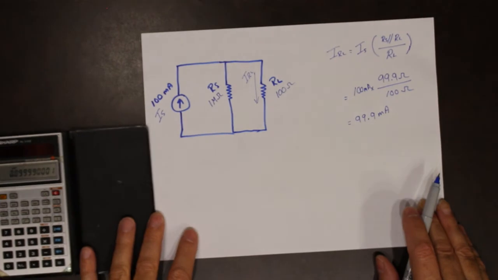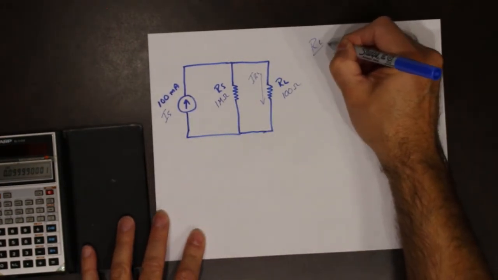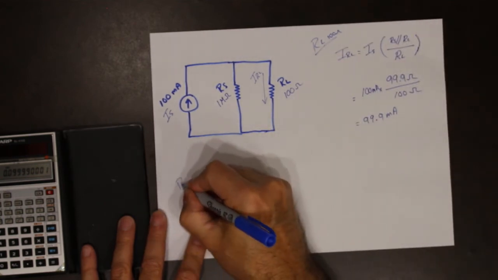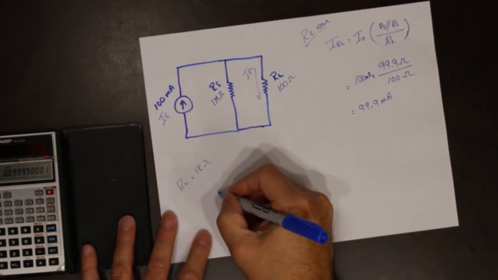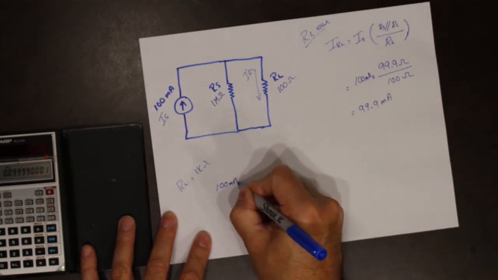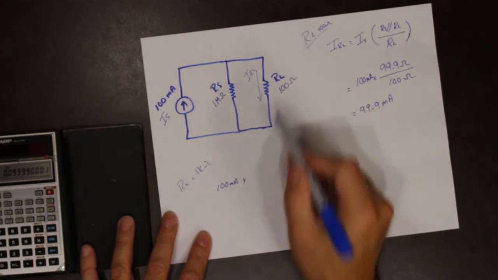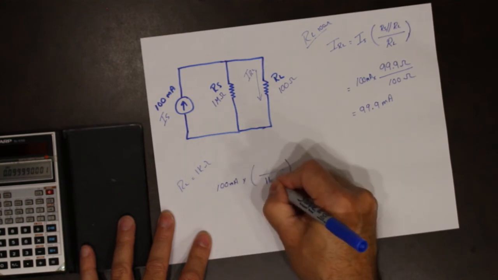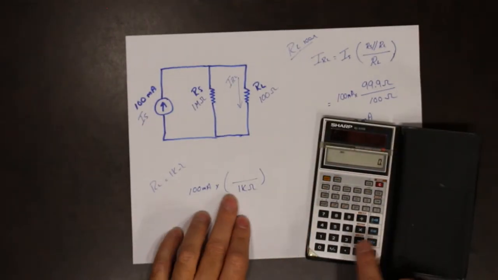So let's do the same thing we did with the voltage. Let's change RL. So RL is 100 ohms. What if I change RL and RL now equals 1 kilo ohm? Using the same formula, it's going to become 100 milliamps times these two in parallel with 1K instead of the 100, and then over RL, so that's going to be 1K. So let's figure that out.